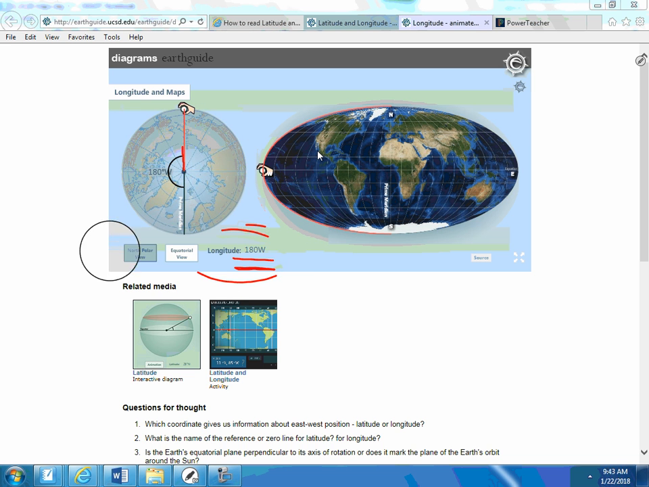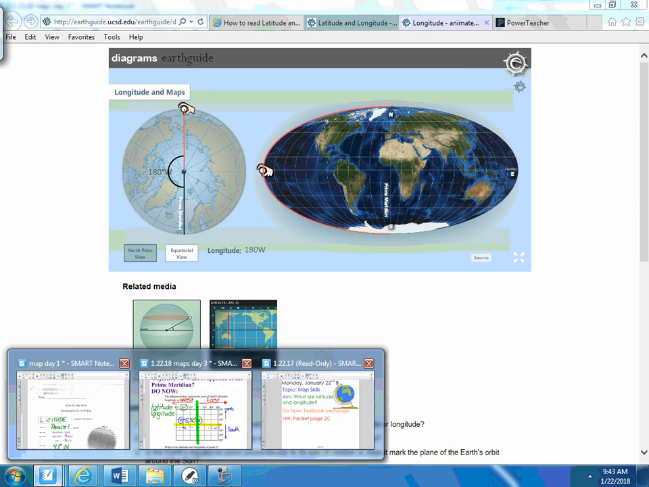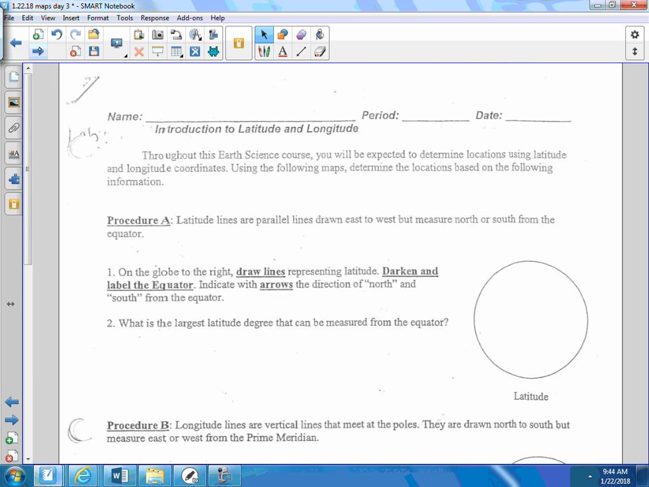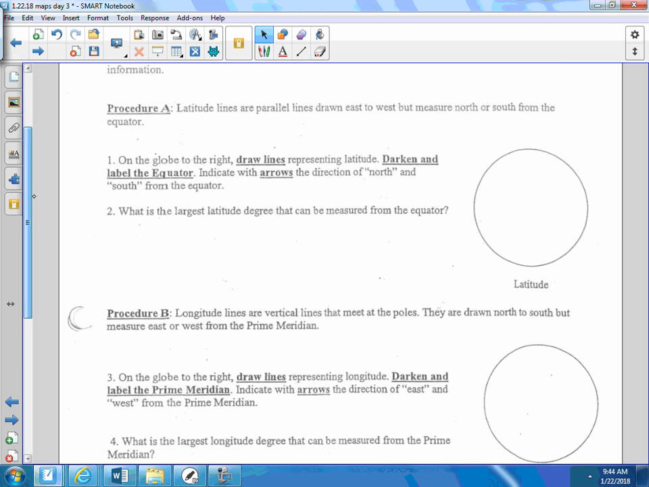All right. What we're going to do is we're going to draw the lines on the map. When you draw the lines, you can't draw them perfectly straight up and down with a ruler. You have to follow the curves. So let's look at this page.